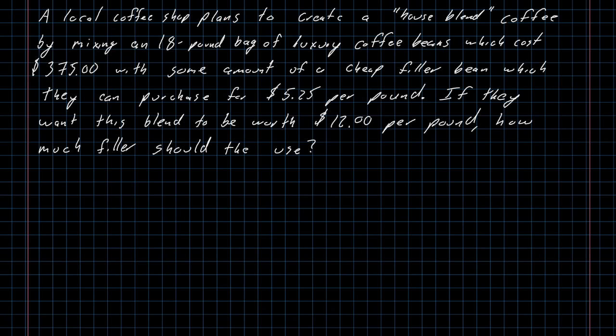This is an example of a value mixture problem. A local coffee shop plans to create a house blend coffee by mixing an 18-pound bag of luxury coffee beans, which costs $375, with some amount of a cheap filler bean, which they can purchase for $5.25 per pound. If they want this blend to be worth $12 per pound, how much filler should they use?